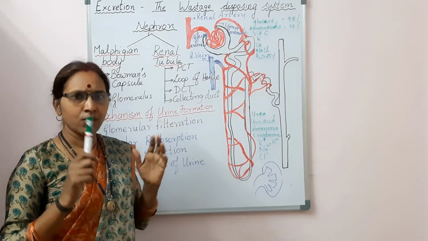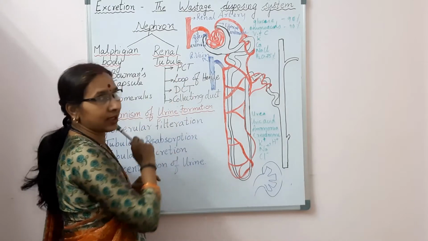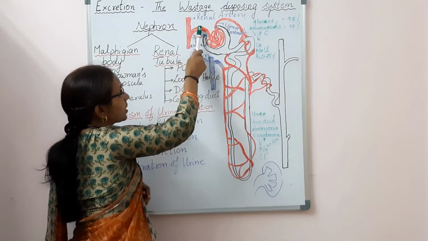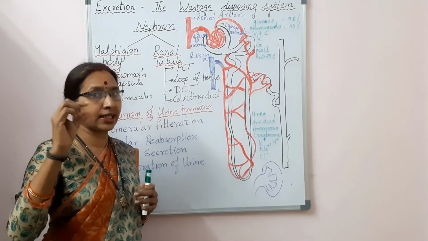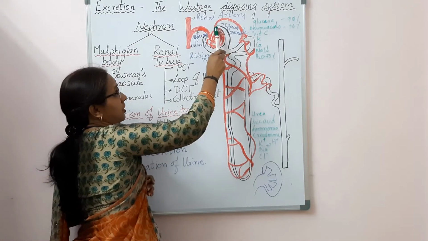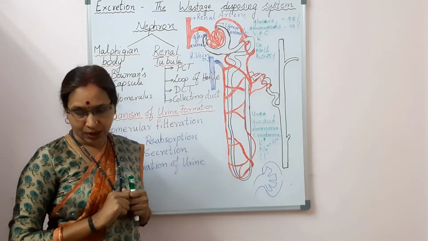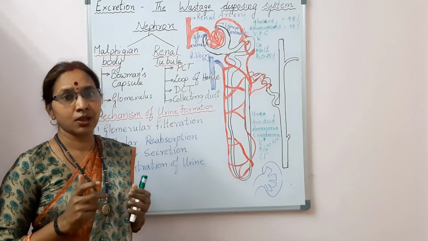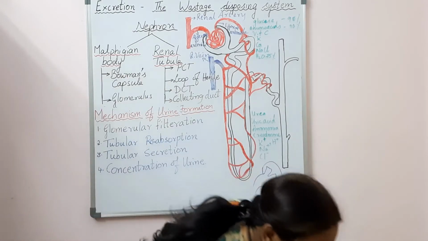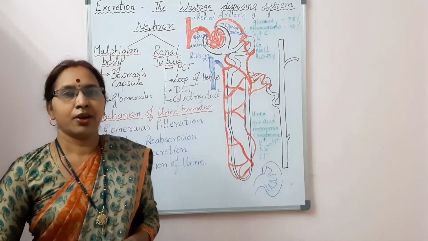Now if you see the diameter, you can see the afferent arteriole diameter is thicker than the diameter of the efferent arteriole. Why is it so? Now I'll tell you one small example.